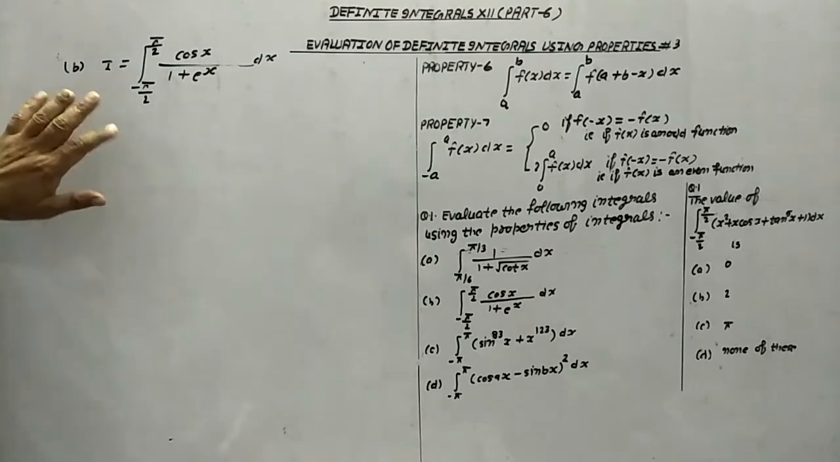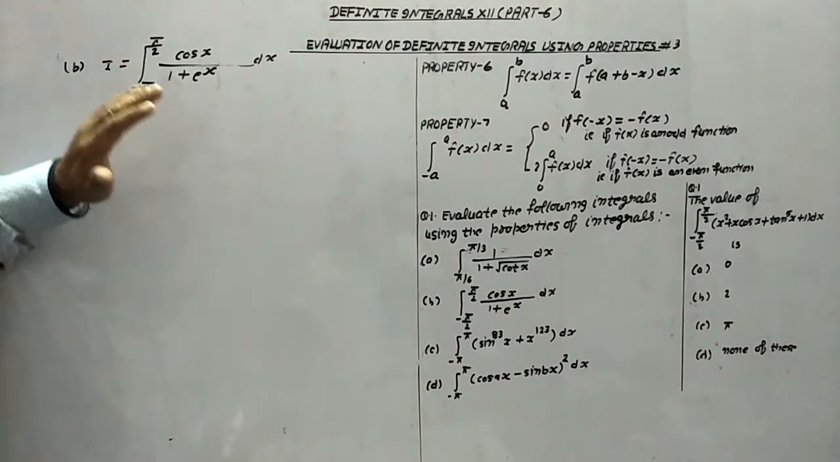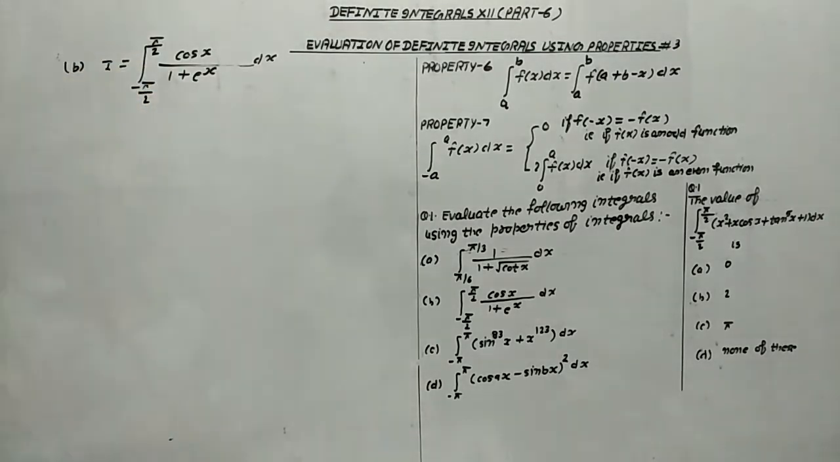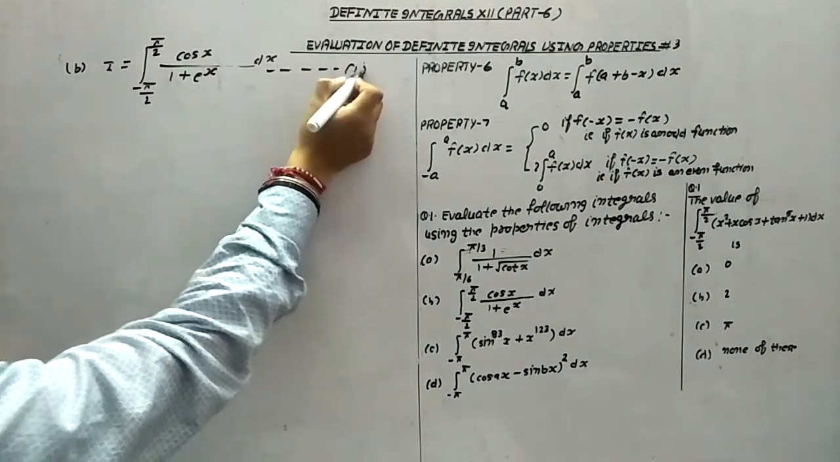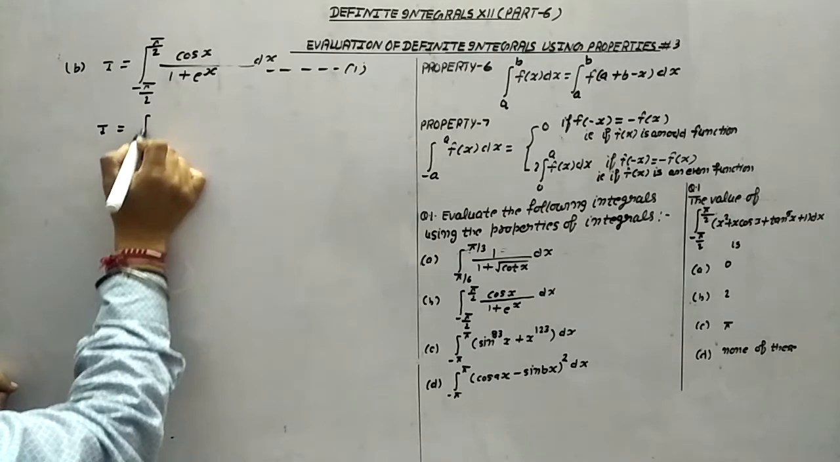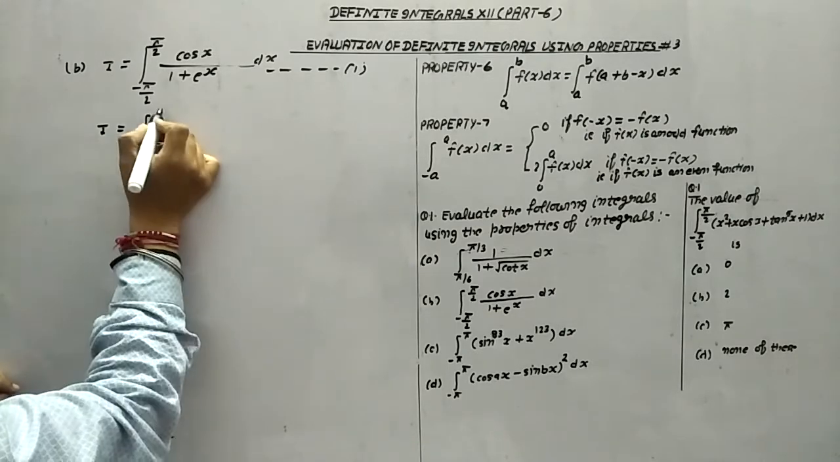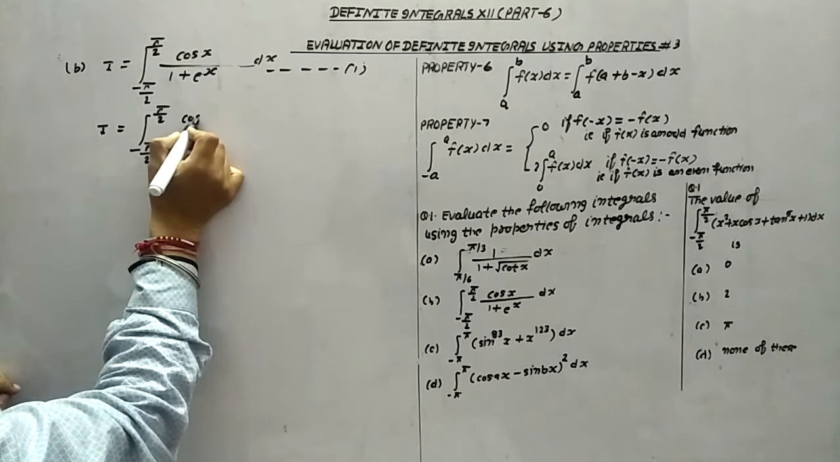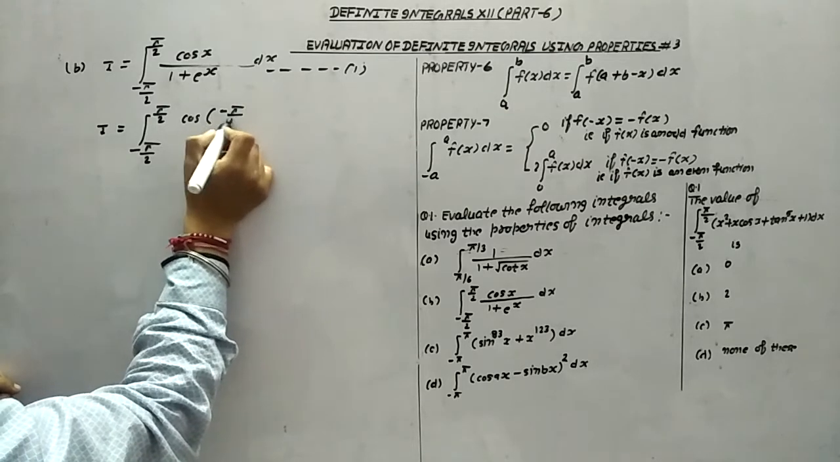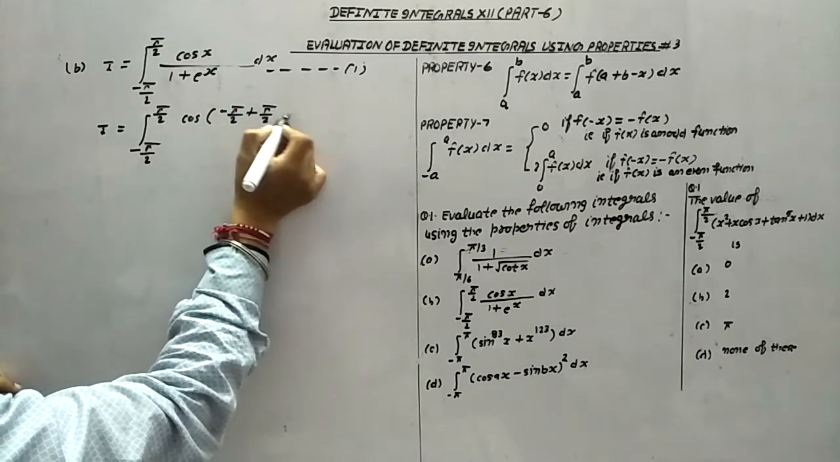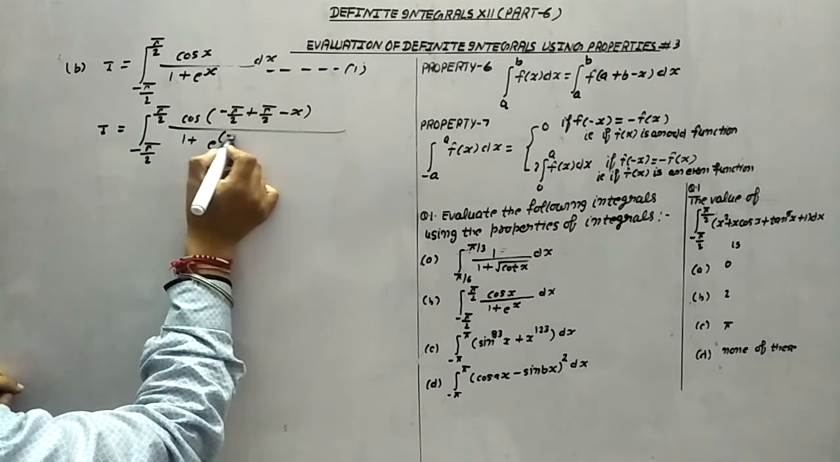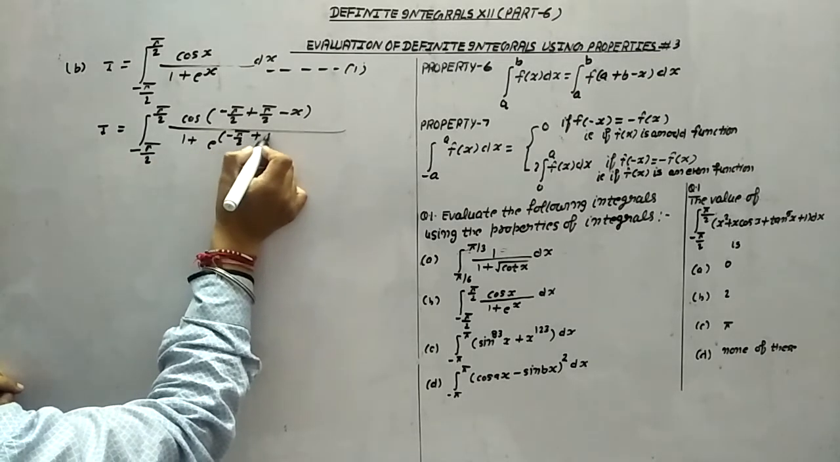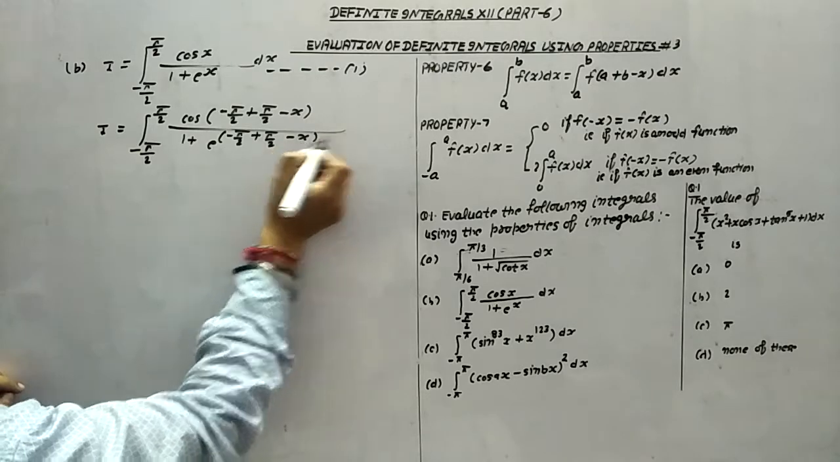In this B part, we have I equals the integral from minus pi by 2 to pi by 2 of cos x upon 1 plus e raised to power x. Let us suppose this is equation number 1. Now we will apply the property, and the integral from minus pi by 2 to pi by 2 becomes cos of (minus pi by 2 plus pi by 2 plus minus x) upon 1 plus e raised to power (minus pi by 2 plus pi by 2 minus x) dx.